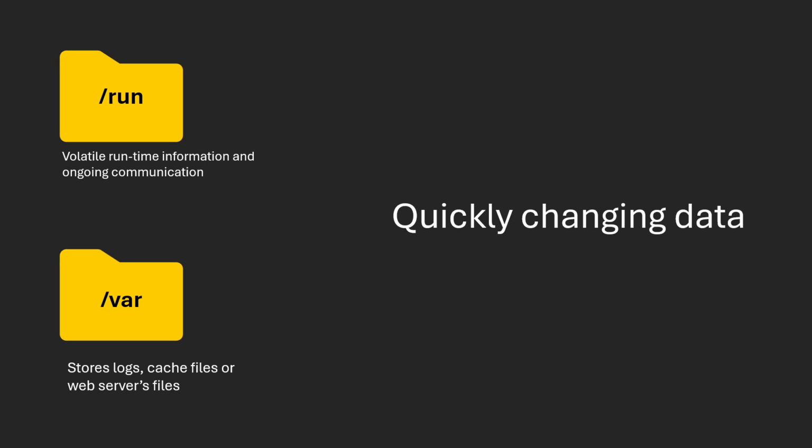Then we have two directories which hoard all the quickly changing data. /run hoards changing runtime information and ongoing communications, such as sockets, logs, and so on. For example, all the systemd sessions or logging daemons can be found in /run. And /var stores fast-changing data like logs and cache files. It changes while the operating system runs.